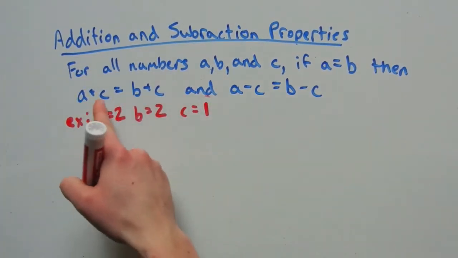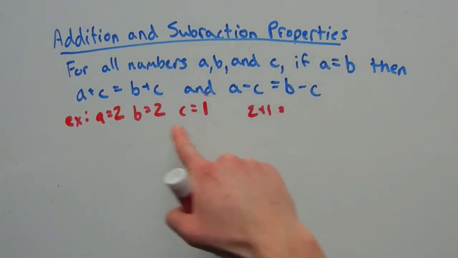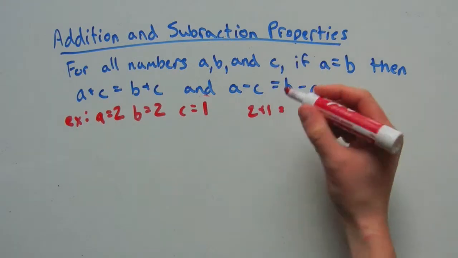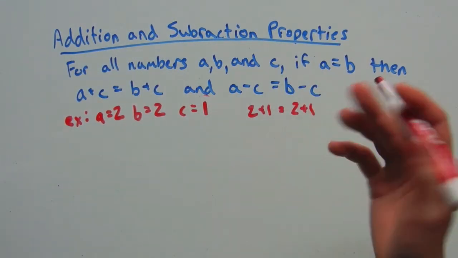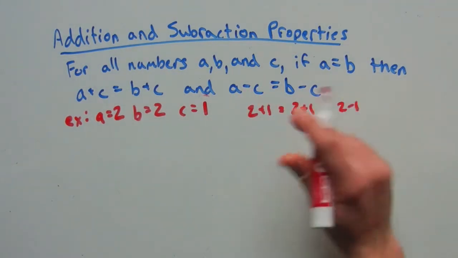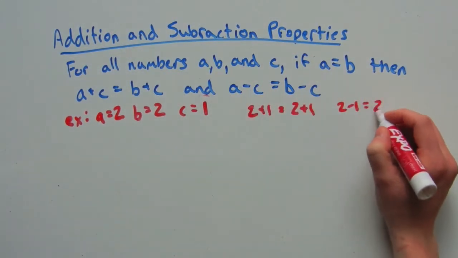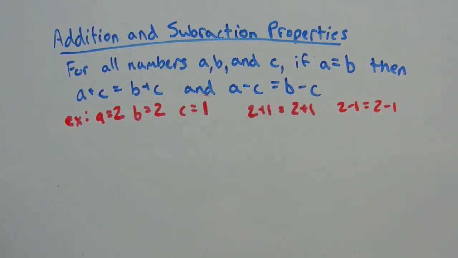So a plus c, 2 plus 1, equals b plus c, 2 plus 1, which is 3 equals 3. And then we have 2 minus 1, a minus c, equals 2 minus 1, which is just 1 equals 1.